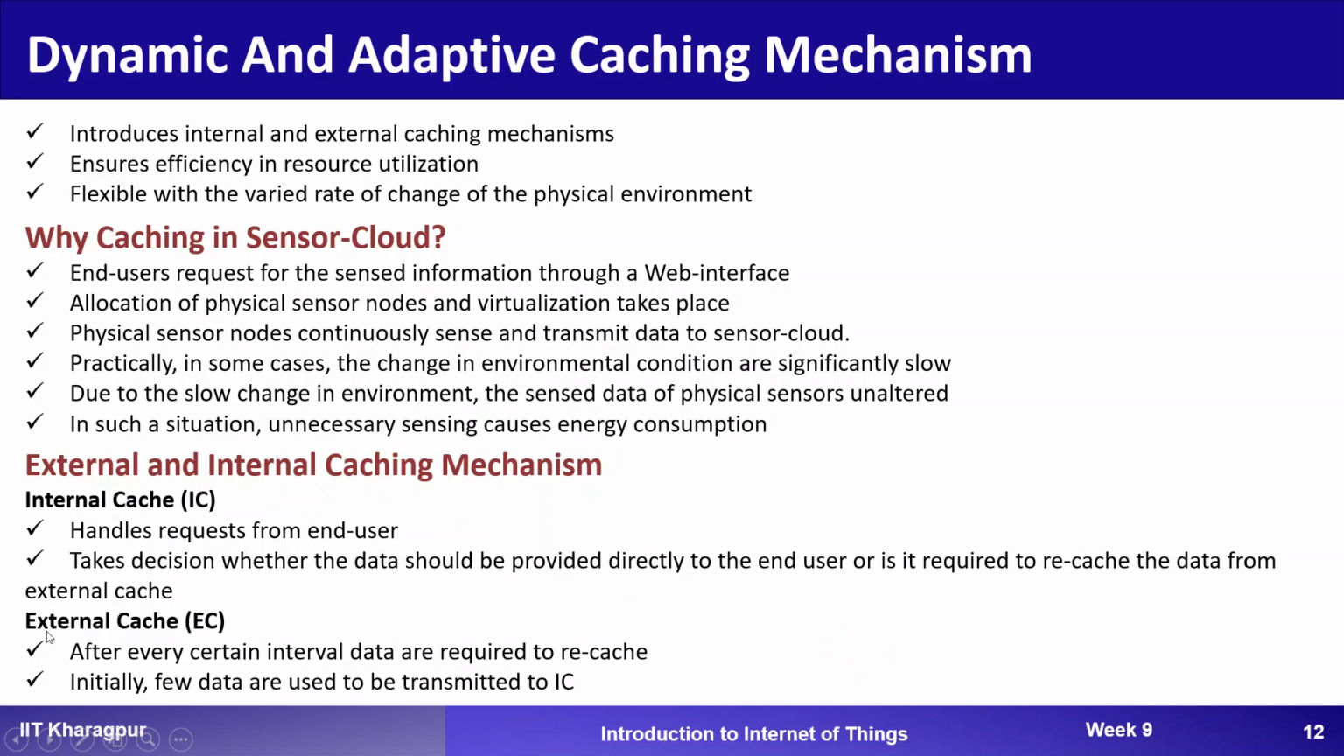The second type of cache is your external cache. The external cache, for every certain interval of time, fetches data from your sensor and stores it in the external cache. Then from your external cache, a few data will be sent to your internal cache. So the size of your external cache is more as compared to your internal cache.